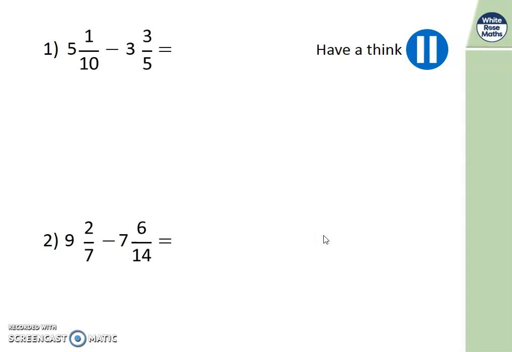Pause the video here and have a go at questions 1 and 2, thinking about which method you prefer to break the whole. Let's see how you did.